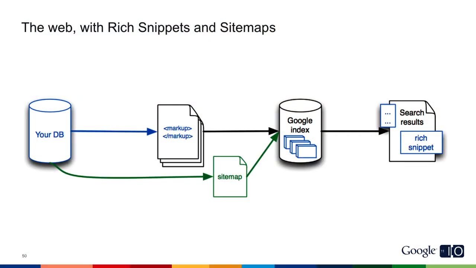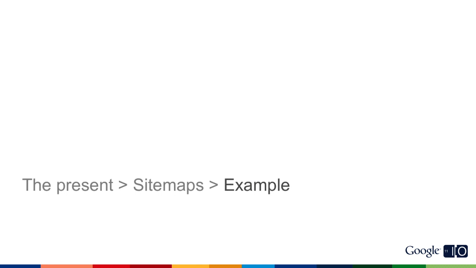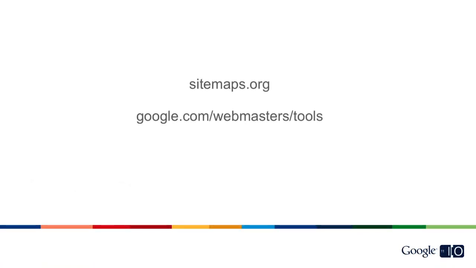And that's what sitemaps are about, and they've been around for a while. Essentially, you've got your database driving your sitemap, and your sitemap goes to the Google index, and then Google knows when to look for new data and where to look for new data on your site. Let's take a quick look at an example here. First off, links. Super important to have links. Sitemaps.org is where you can go for the spec that Google and other search engines use. And you can use /webmasters/tools to get a little bit more control over the sitemaps that Google sees.